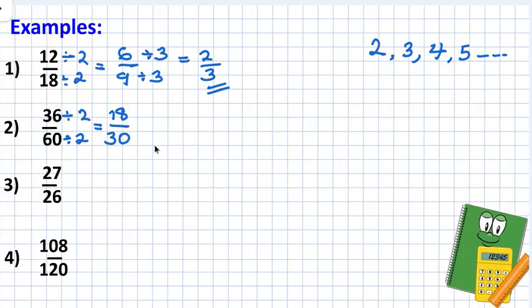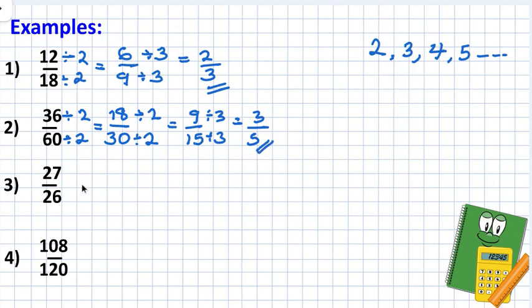You don't just stop there, you check if it can be divided further. So we have 18 and 30. 2 can divide, so we divide both by 2. This will give us 9 and 15. So we have 9 over 15. Now 9 and 15 cannot be divided by 2. It can be simplified, but you can't use 2. So we're going to test with 3. We divide both by 3. 9 divided by 3 is 3, and 15 divided by 3 is 5. So we have 3 over 5.